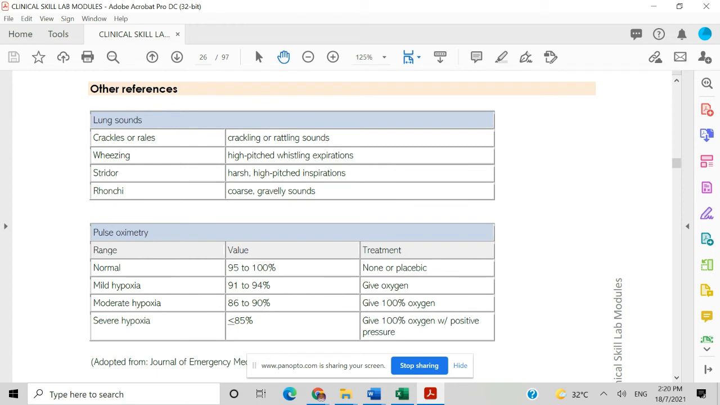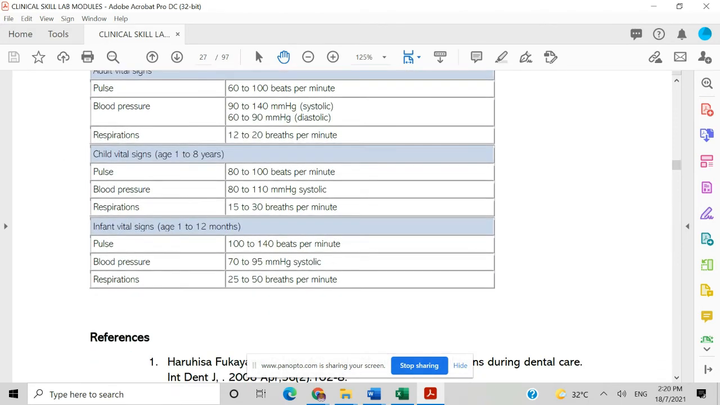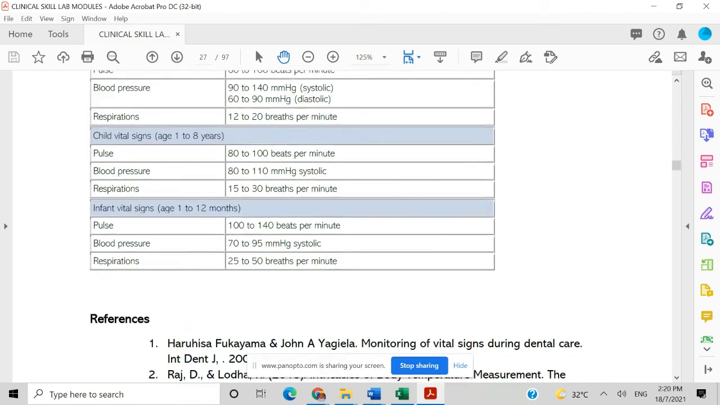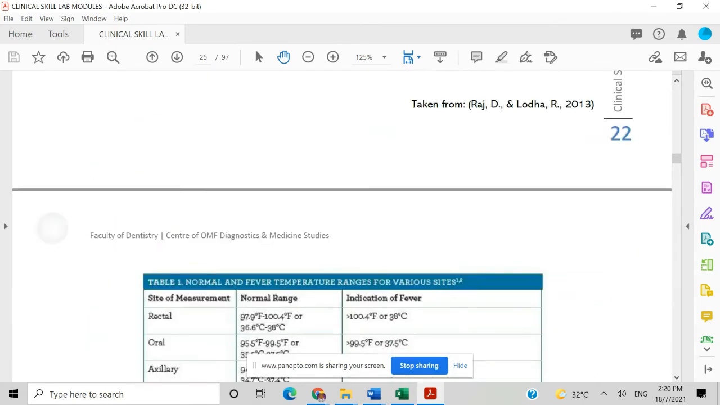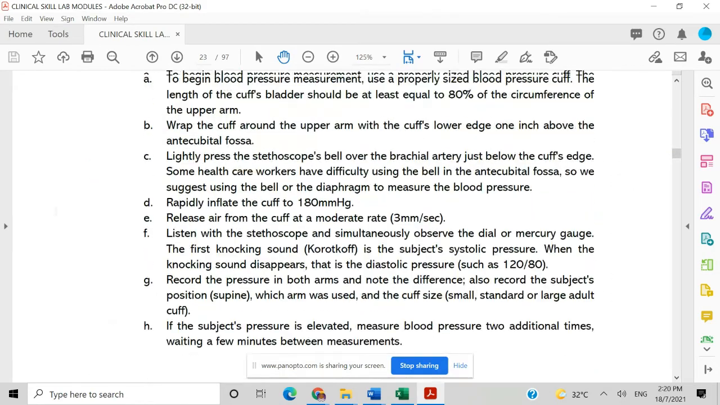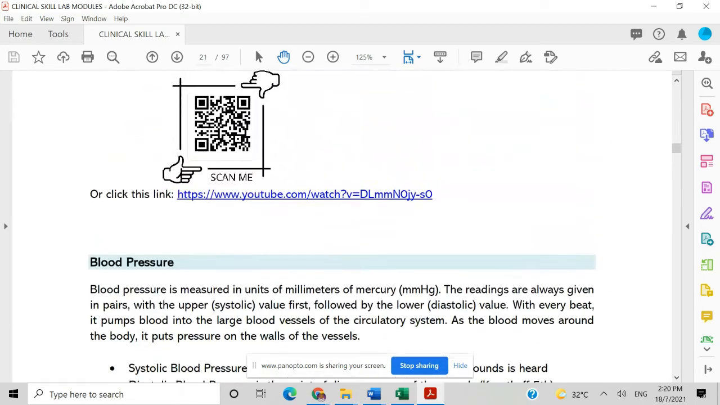Doctors normally would look for lung sounds. They also measure the pulse oximetry based on the respiration. Okay, so you can see all the tables there. So that's about CSL 2, but now I'm going to discuss indications. The big question here is, when are you going to take the measurement? When you're going to do the vital signs.